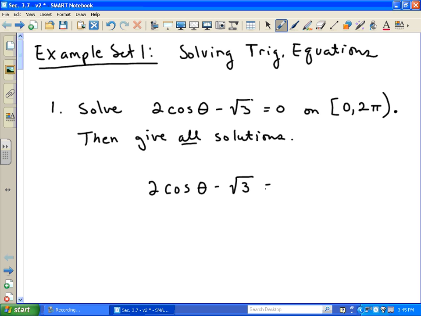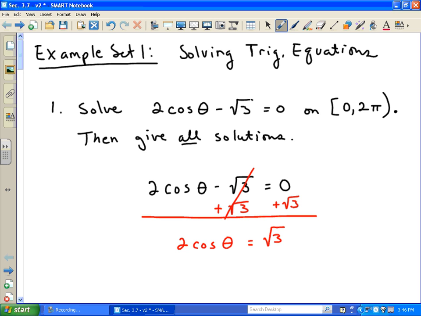and my first goal is I'd like to get cosine of theta on one side by itself. Use simple algebra to do this. Remember to always add and subtract first. So I want to add over the square root of 3. I'll have left 2 cosine of theta equals the square root of 3. And then always divide last and divide out the 2.